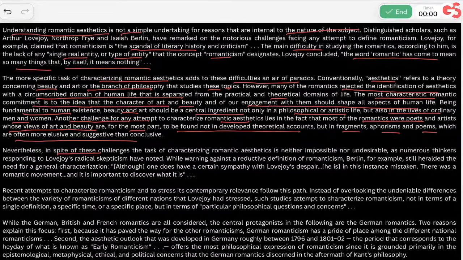Nevertheless, in spite of these challenges, the task of characterizing romantic aesthetics is neither impossible nor undesirable, as numerous thinkers responding to Lovejoy's radical skepticism have noted. While warning against the reductive definition of romanticism, Berlin, for example, still heralded the need for general characterization.